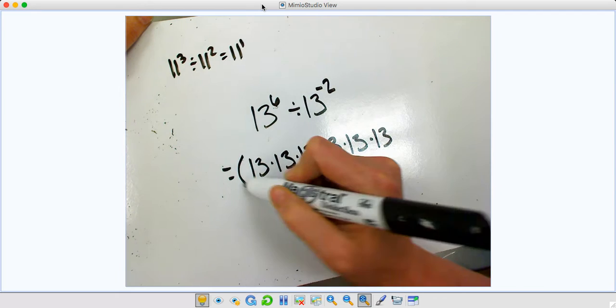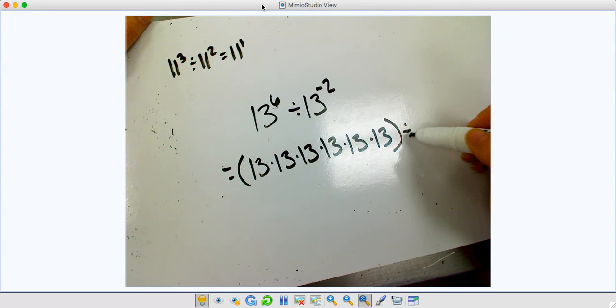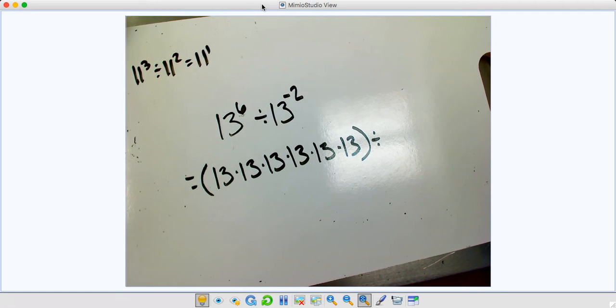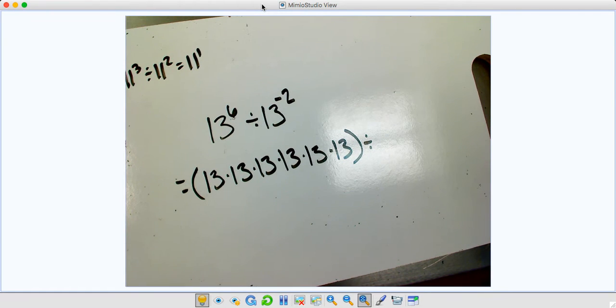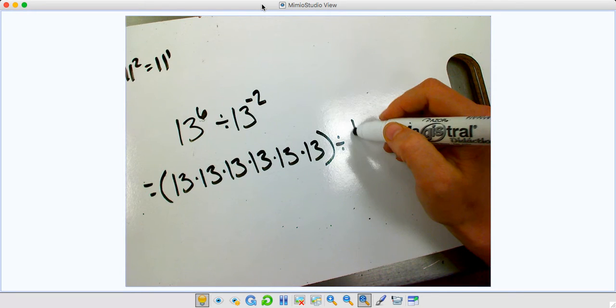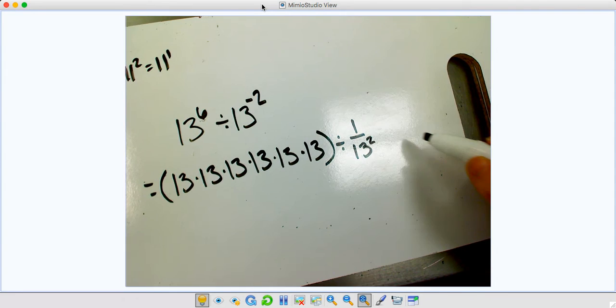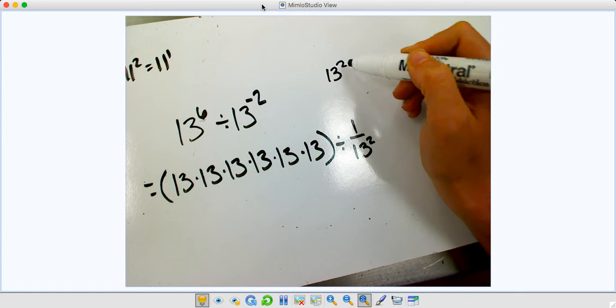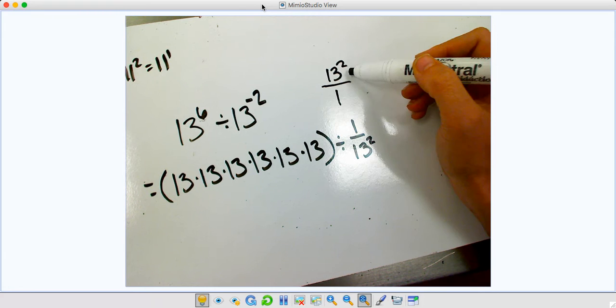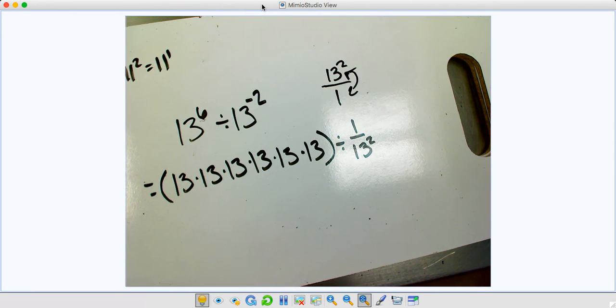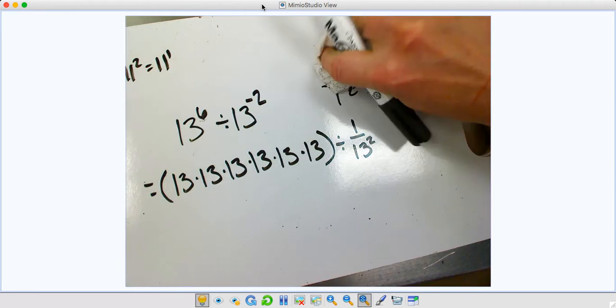Okay. I'm going to take all of this and divide it by 13 to the negative 2nd power. How do we write the negative 2nd power if we're not going to have it with a negative sign? How do we do that, Mila? You're exactly right. We write it as the reciprocal of 13 to the 2nd power. So that would be 1 over 13 to the 2nd power. Since 13 to the 2nd power is 13 to the 2nd power over 1, when we do the reciprocal, we just flip the numerator and denominator, and we get the reciprocal.